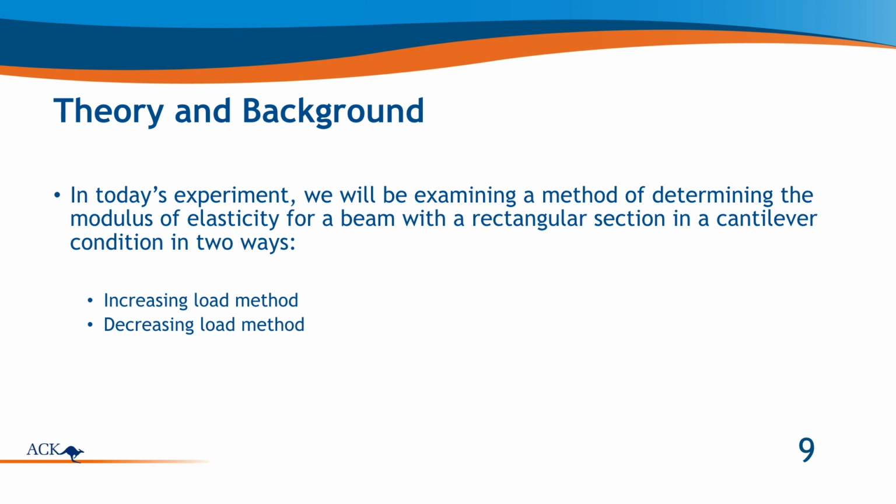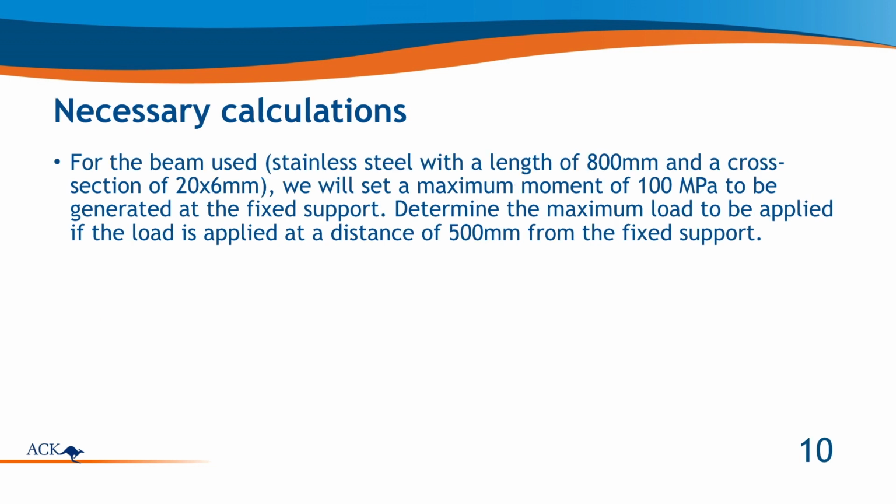Before we proceed, I need you to perform some calculations. We have a beam that has a total length of 800 millimeters and a cross-section which is 20 by 6. So b is 20 and h is 6. Let's consider that the maximum stress that we want at the fixed end is going to be 100 megapascals.